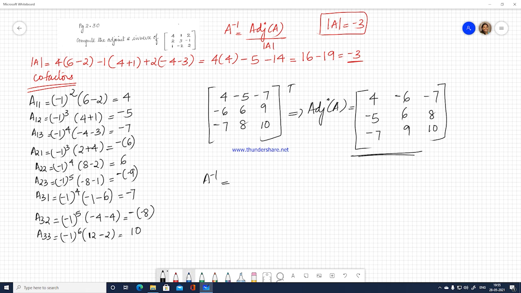So A inverse is equal to adjoint of 4, minus 6, minus 7, minus 5, 6 and 8, then we have minus 7, 9 and 10, multiplied by 1 by 3. So 1 by 3, the determinant is divided. So 1 by 3 into the matrix 4, minus 6, minus 7, minus 5, 6, 8, minus 7, 9, 10 is the answer.